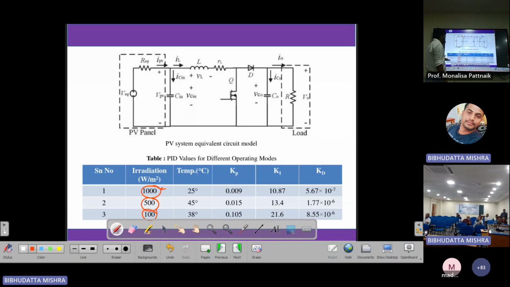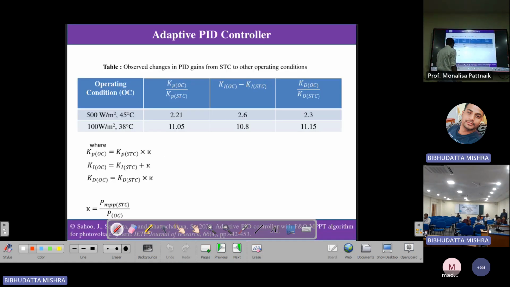So is there a way to adaptively change these kp ki kd with the changes in irradiation without putting in any additional sensor like an irradiation sensor or temperature sensor? That is also possible, and we did that in one of our works. Here what we observe is that there is a relationship between irradiation and the kp value, ki value and kd value. After doing some calculations, we found this relationship.